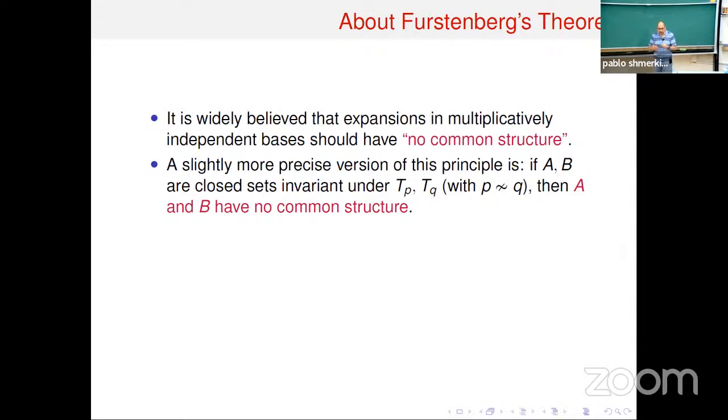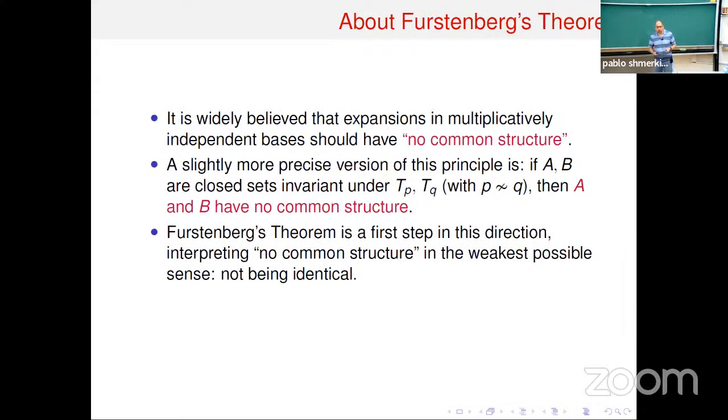So if we want to make this more precise, we should define what it means for these fractal sets to have or not have common structure. Okay, so maybe a very first definition that you can make is to say that a set and itself have common structure, but otherwise there is no common structure. So this is like the coarsest, or the most basic possible definition of common structure. It's just being the same set. The set and itself have common structure, otherwise they don't.